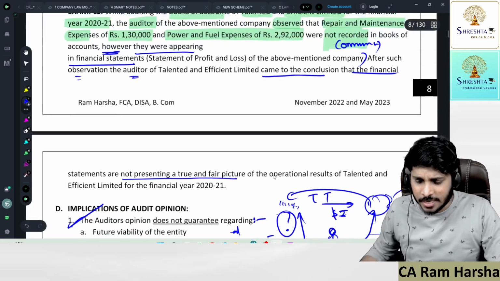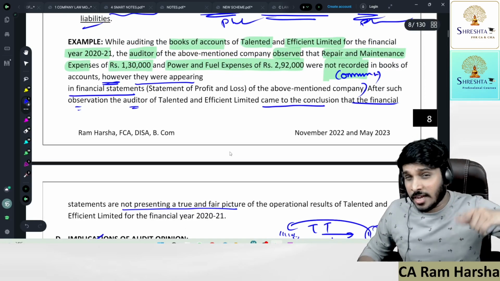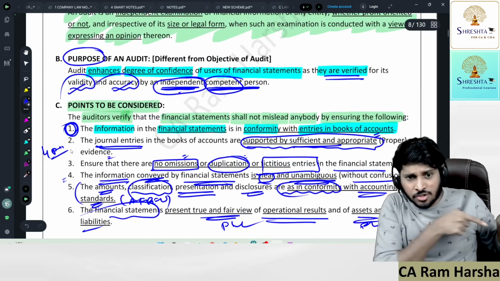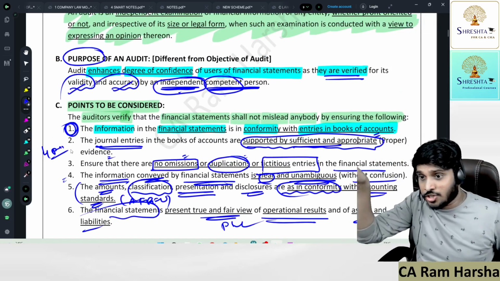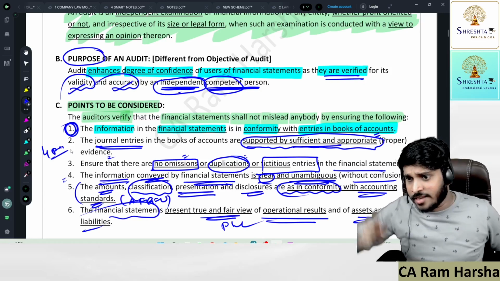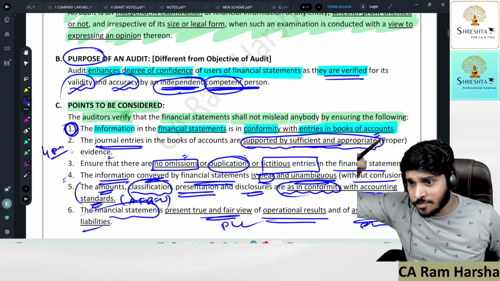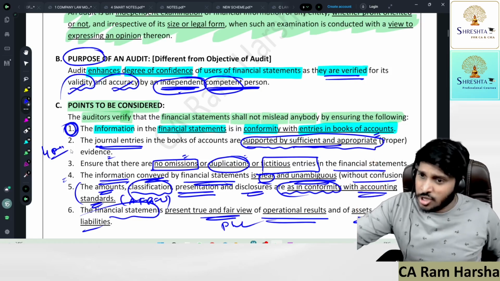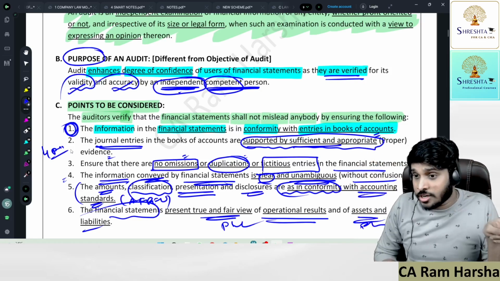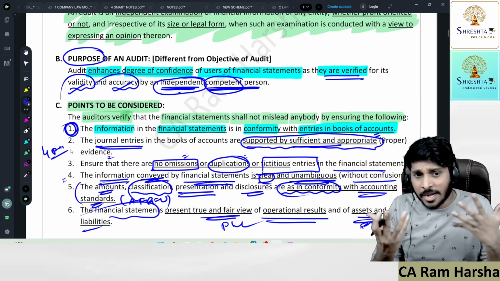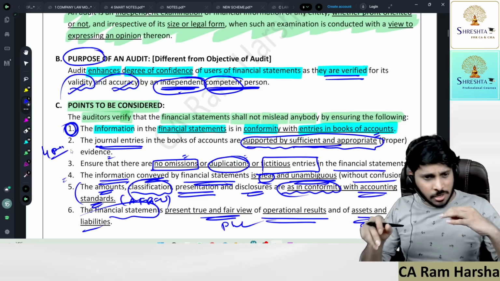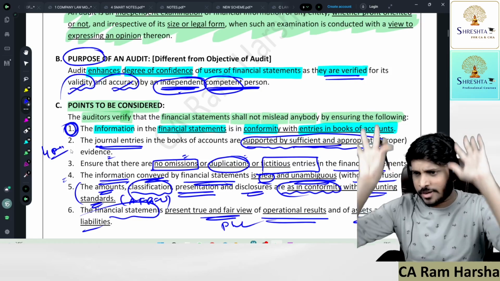So what he said, where is this point matching? Because financials are not matching with the books of accounts. Books of accounts do not contain this one. Financials contain this expense. Which is right? Is it a fictitious item? Or is it actually an expenditure, not accounted in books but accounted in financials? Which is right? So I will say, because financials are not matching with books of accounts, it is not true and fair.